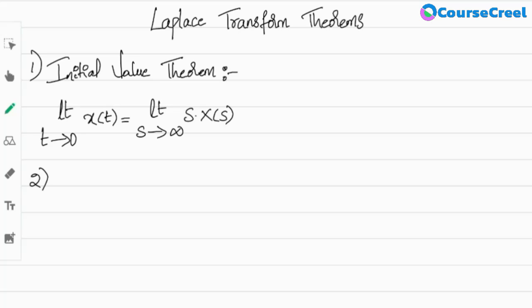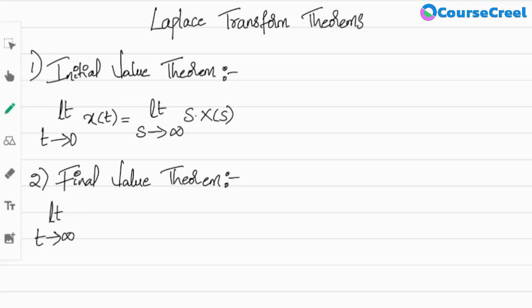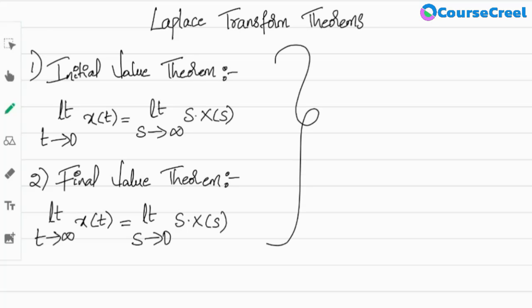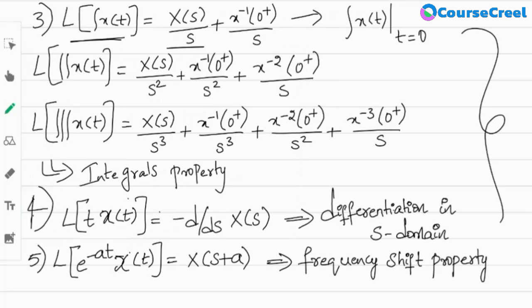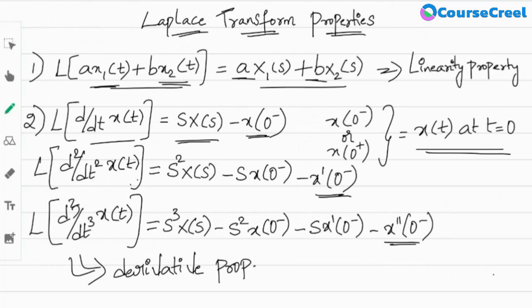And the next theorem of Laplace transform is the final value theorem. It states that limit t tends to infinity of x of t is equal to limit s tends to 0 of s into x of s. So remember these two Laplace transform theorems and these properties along with Laplace transform pairs.